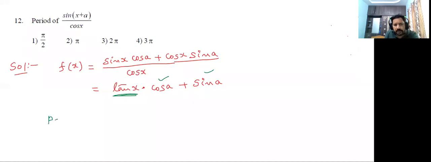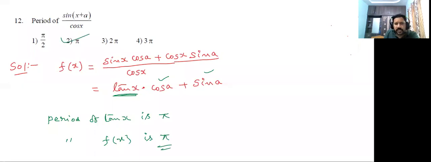What is the period of tan x? Period of tan x is pi. Okay, so finally period of f of x is pi. Second option is correct.